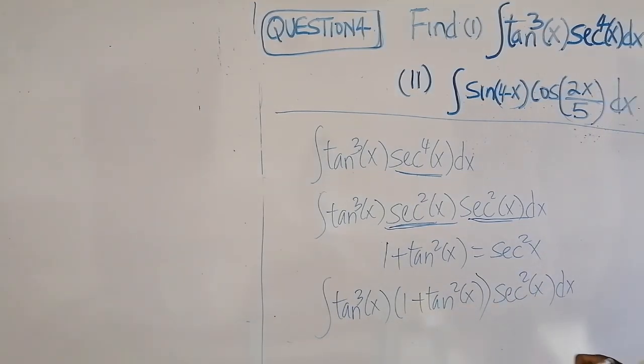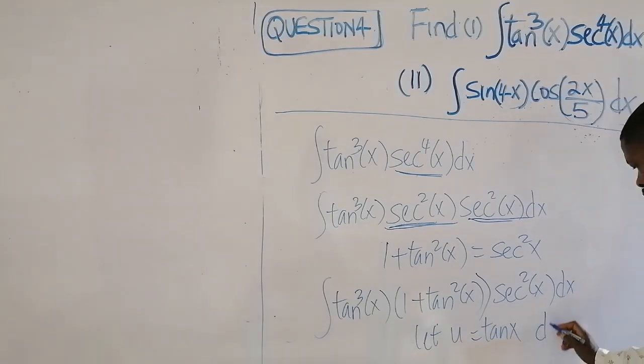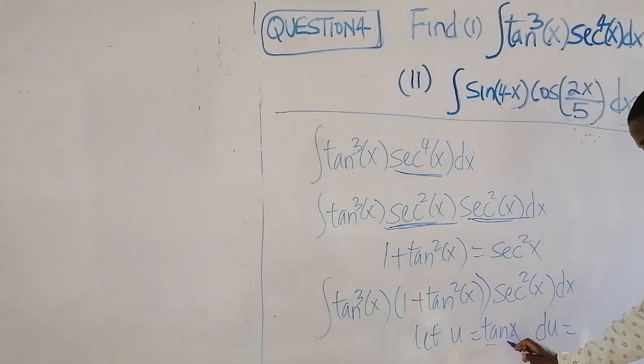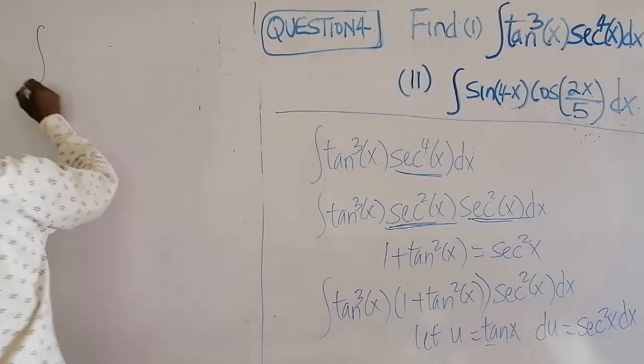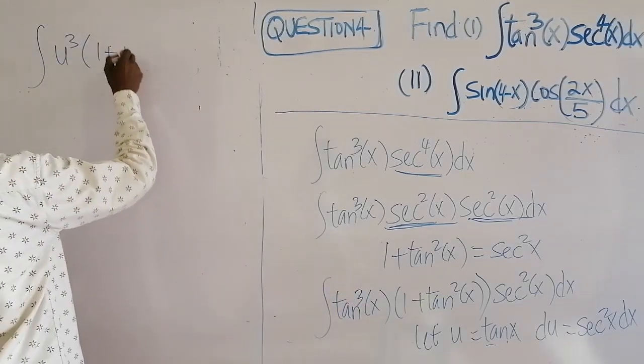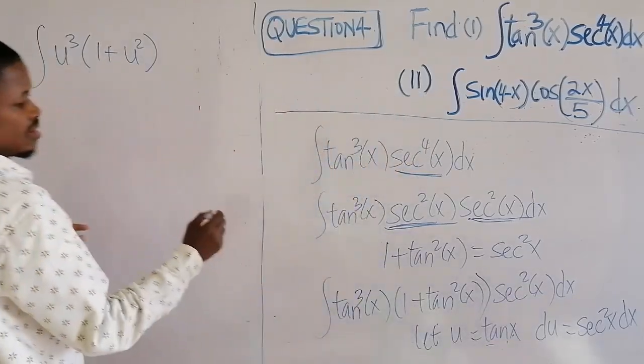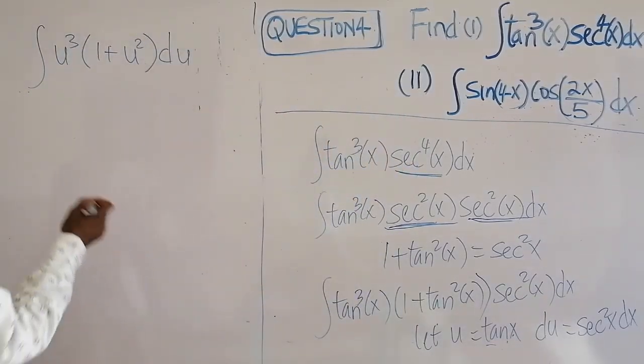Then the next thing to do is the u substitution. Let u be equal to tan x, okay? And then du with respect to x, we differentiate, that will give you sec square x. So we can now turn the whole expression into u. We now have the integral of u to the power 3, and this will be 1 plus u squared, and then sec square x dx is du. Then you can open the brackets.